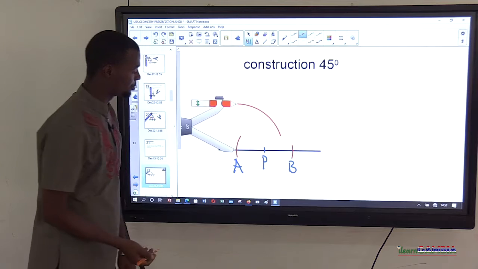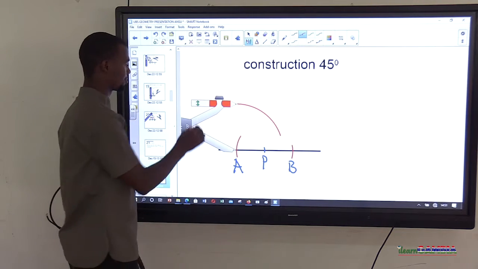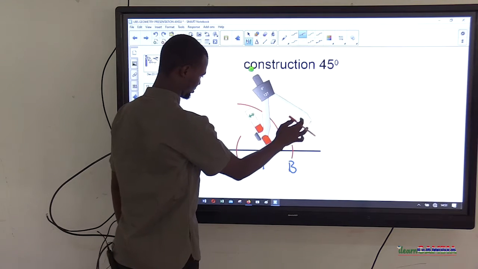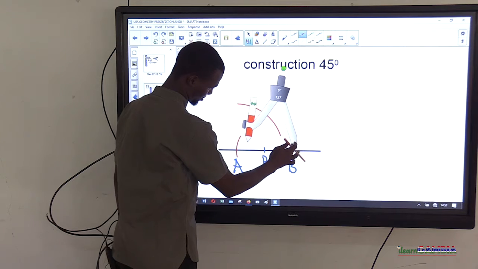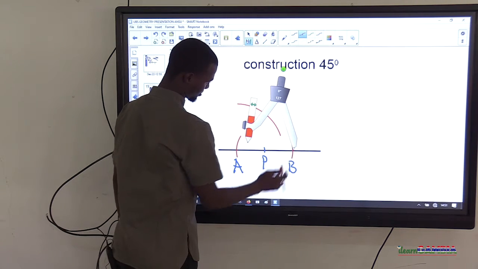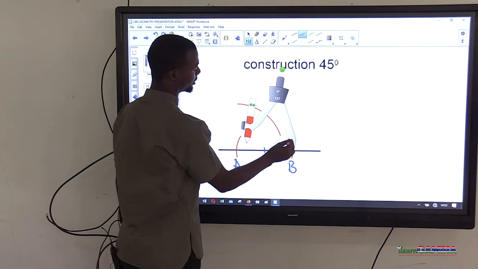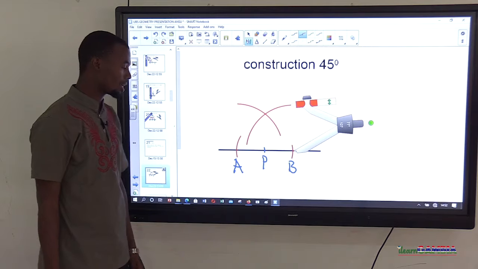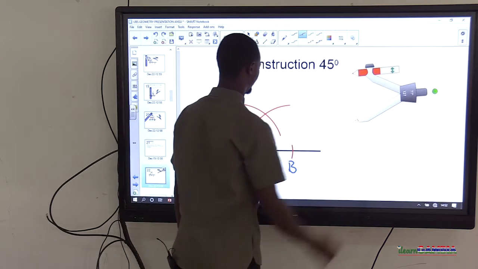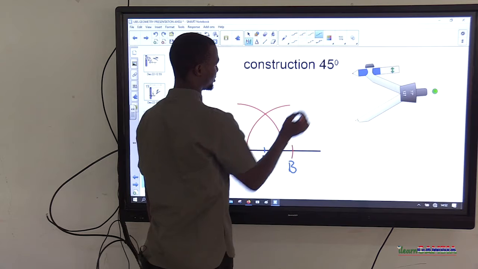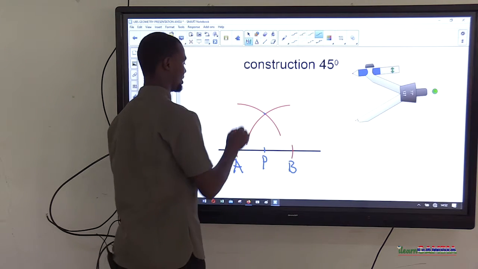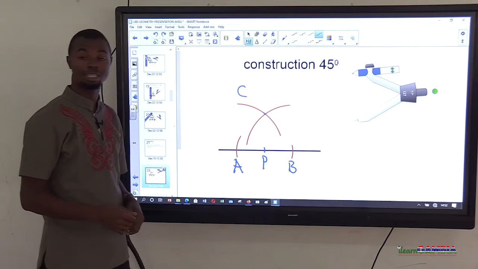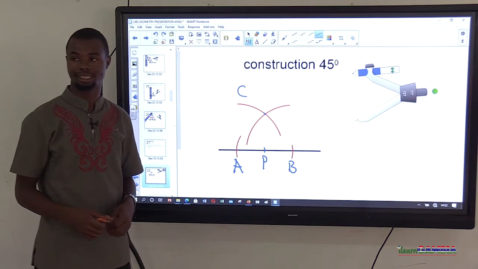And we do the same at B with the same radius. We make sure we get the points properly. Then we draw an arc to cut the previous arc. And the point of intersection, we label it C. And we draw a line from C to P to get the 90 degrees.